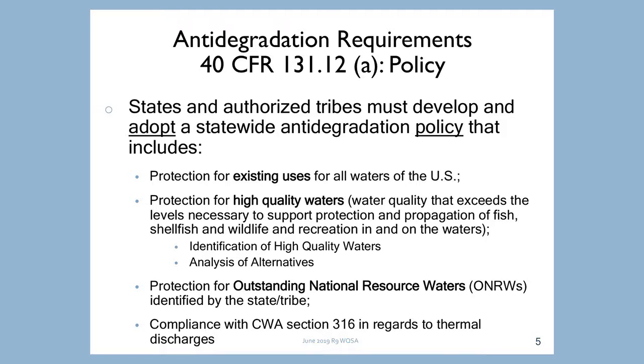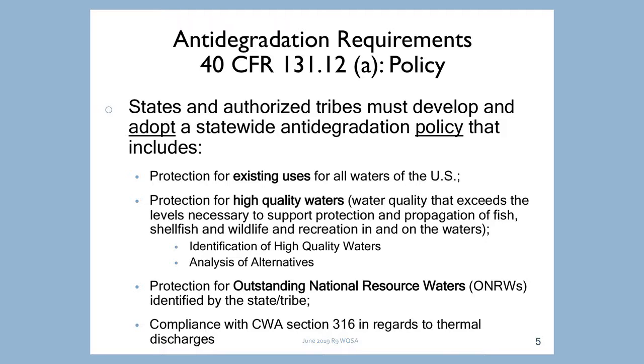As I said, states and authorized tribes have to actually adopt the statewide anti-degradation policy. The policy includes really three levels of protection. There's a protection for existing uses. That's how it ties into the designated use part of it. So it's your baseline. You've got to protect what has already been achieved since November 28th, 1975. There's a process to protect high quality waters, which are the levels of water quality that go beyond what is necessary to protect the Clean Water Act goals. And there are two components of that process.